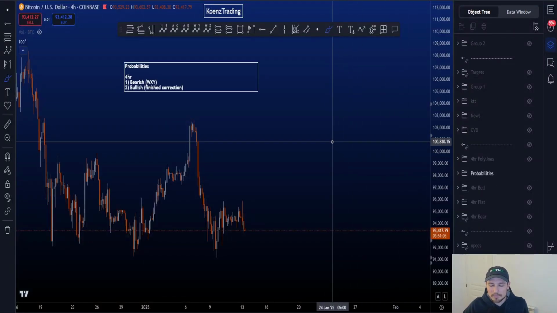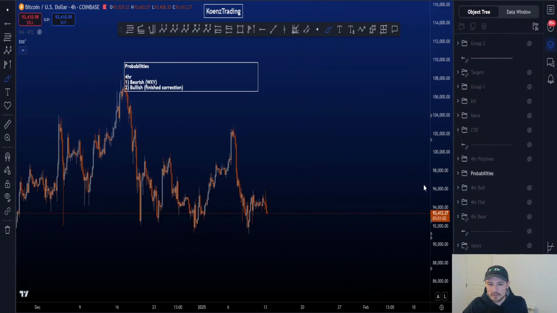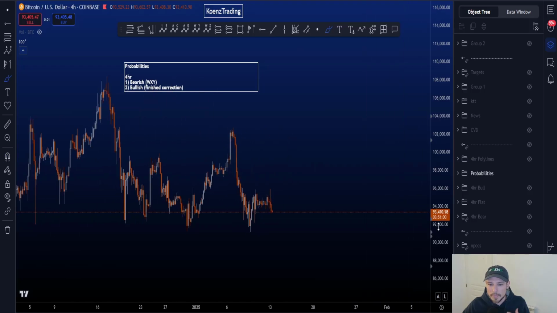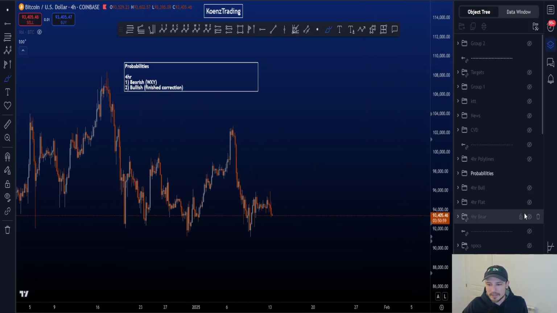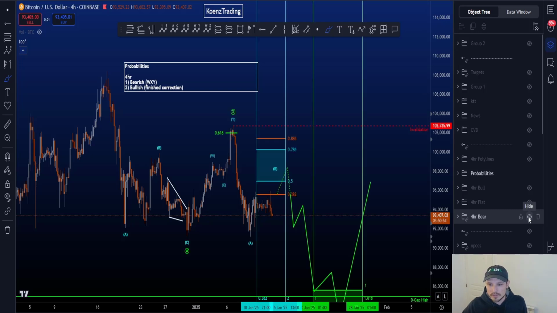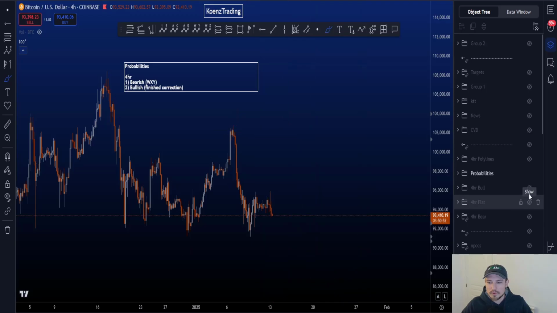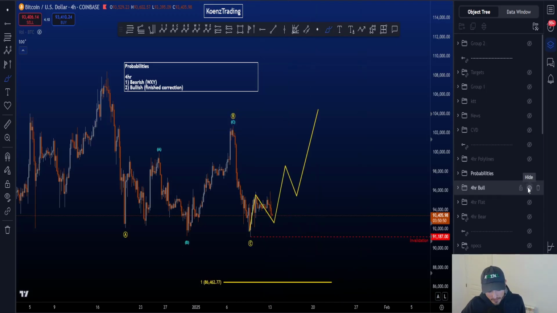And if we then look at the probabilities of the scenarios here on the 4-hour time frame, then at the moment the probabilities are higher for the bearish scenario, which is the WXY scenario here, compared to the bullish scenario, as per the analysis earlier in this video.